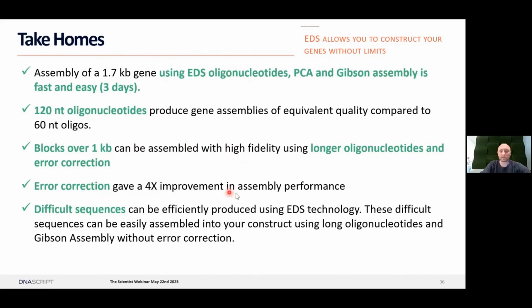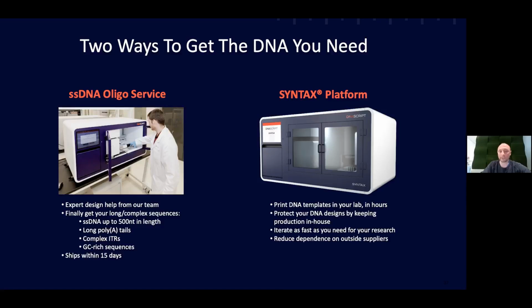Error correction is definitely something you have to go for if you're into gene assembly, and it's really improving the workflow, as it allows you to pick fewer clones. And when you are facing very difficult sequences, definitely you can use our long oligos. It's really simple, easy, and quick, and you can expect good performances from those primers.